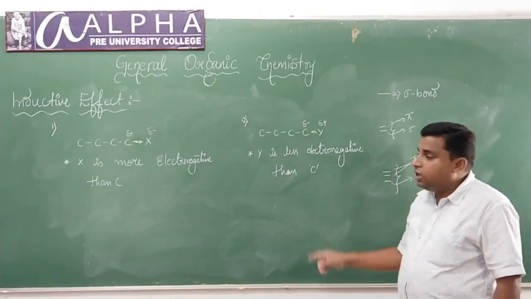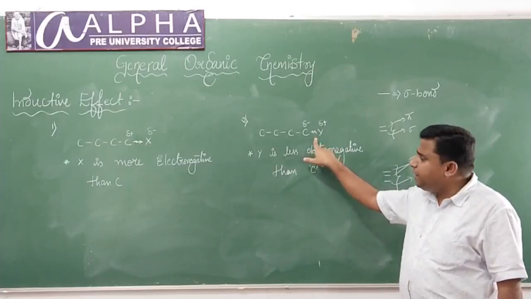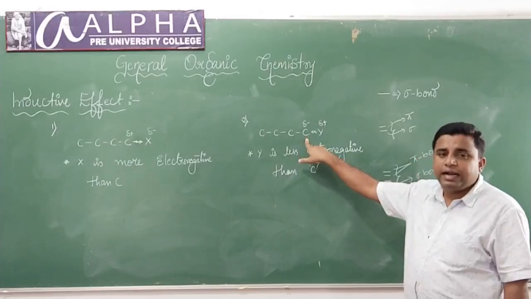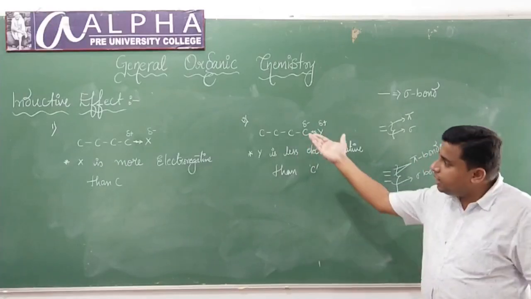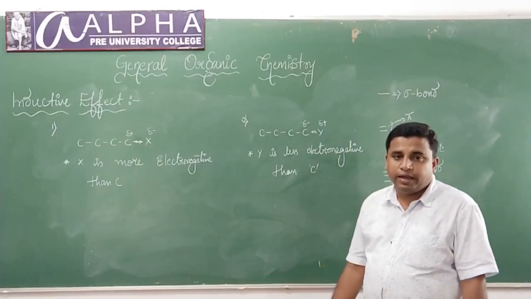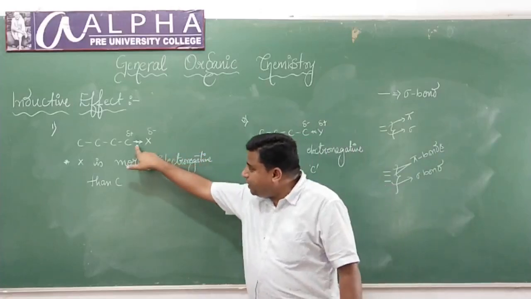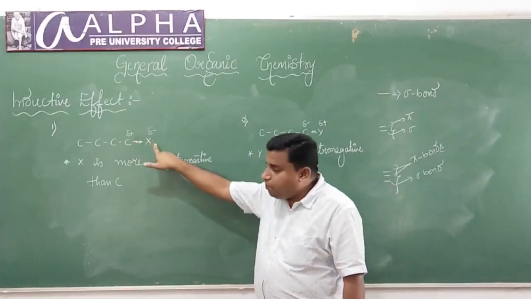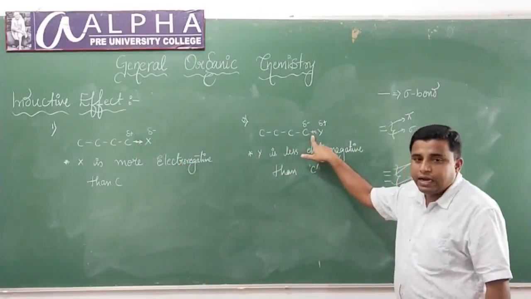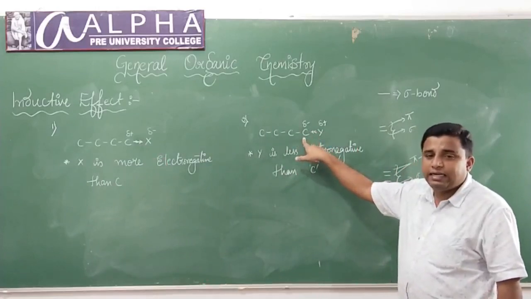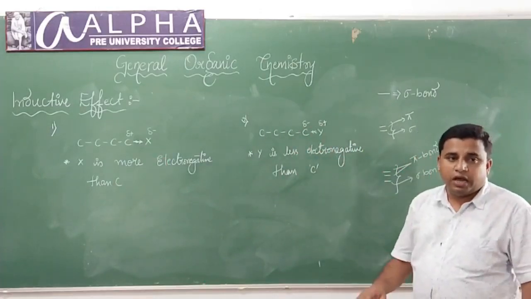What is happening here? The shared pair of electrons, that is nothing but sigma electrons, are being displaced towards a more electronegative atom, and the polarity is produced in the molecule. What is this effect called? Inductive effect. Simple. Okay. Are we clear? What is inductive effect? It is nothing but the displacement of sigma electrons towards the more electronegative atom of a sigma bond. This phenomenon is called inductive effect. I hope it is clear.